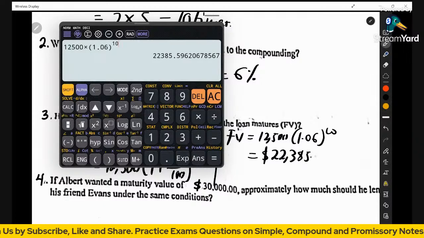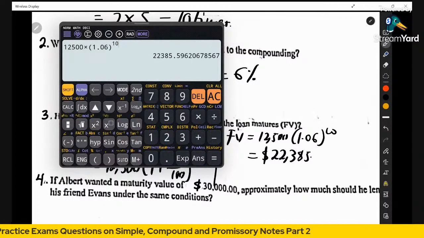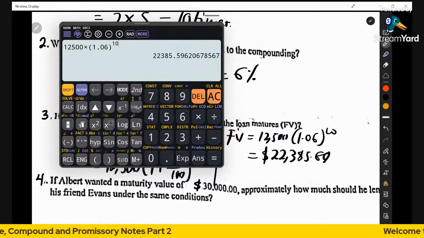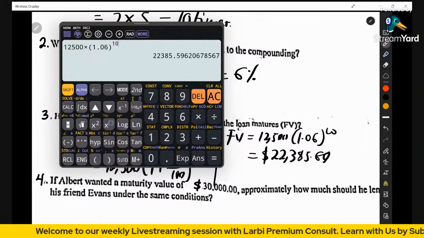22,385 point, to 2 decimal places. Point what? So here it's going to be 0.60, because when you round the last 3 digits, the 6 to the 9 makes it 10, and we can't have 10 in there. So you also need to round it up and add to the 5, making it 5, 6. So it becomes 60 in that line.